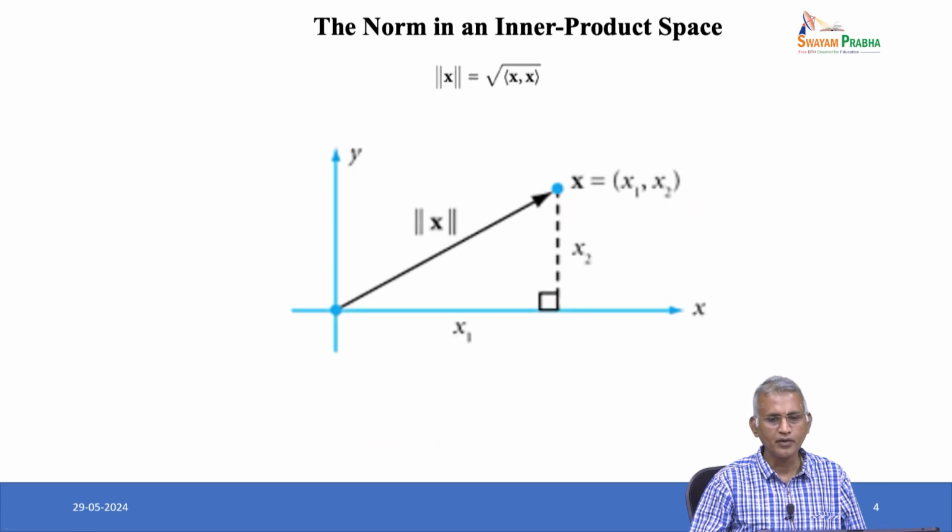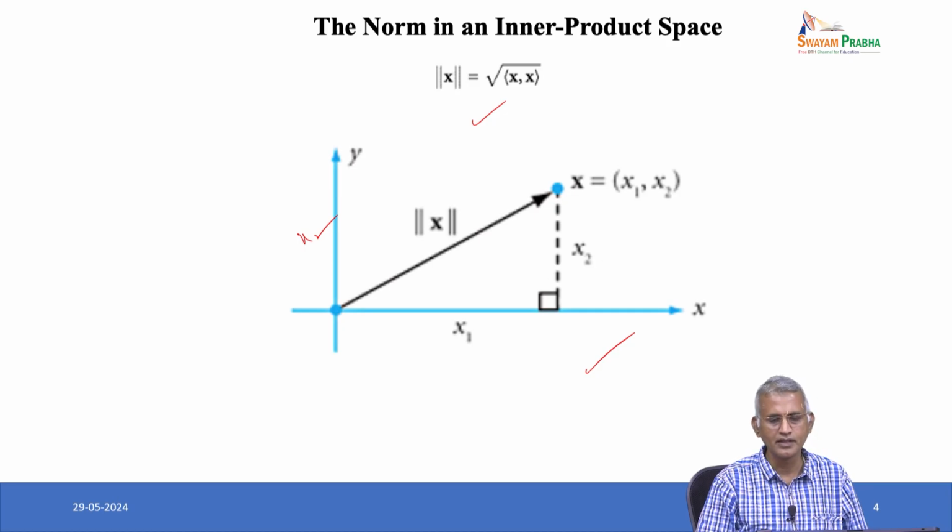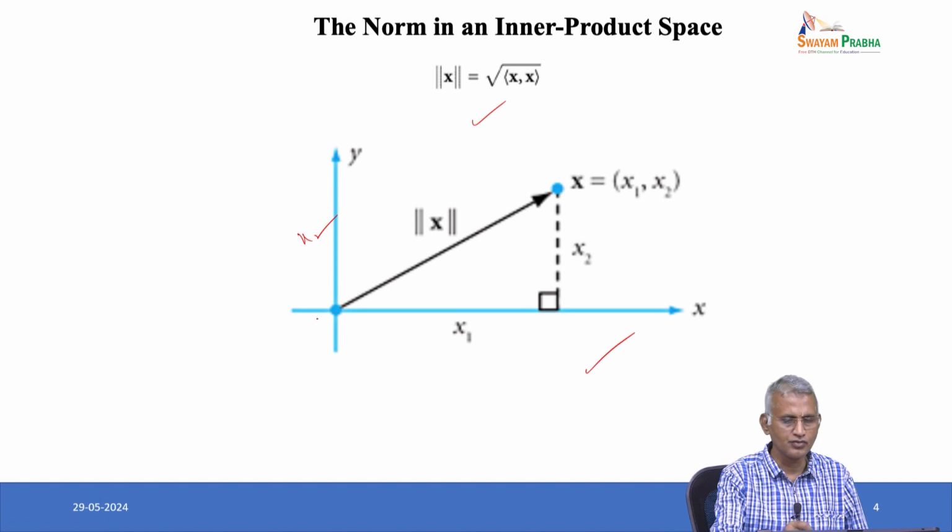Next, the norm in the inner product space can be represented as norm x equal to root of x comma x. In the plane, you take the x axis and y axis, with x1 on the x axis and x2 on the y axis, and then you have a vector, the point (x1, x2). The norm related to this picture is root of x comma x, the distance from the origin to that point. So that is the meaning of norm. Norm is the length from 0 to (x1, x2), that is the norm of x.